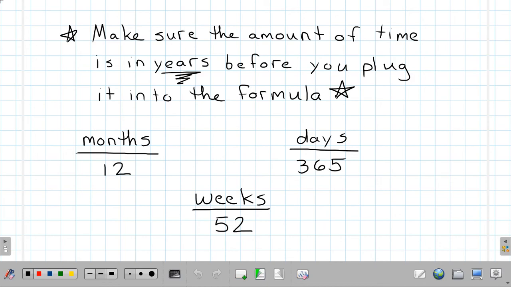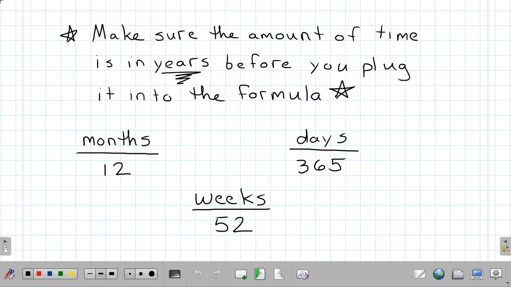If you know how many days it is, how many days are in a year? 365. So we take the number of days and divide it by 365. That gives us the amount of years. Same thing with weeks. This one's a little bit uncommon, but everybody should probably know this by now. How many weeks are in a year? There are 52 weeks in a year. So if you know the number of weeks you had a loan or a savings account open, divide the number of weeks by 52, and that will give you the number of years.